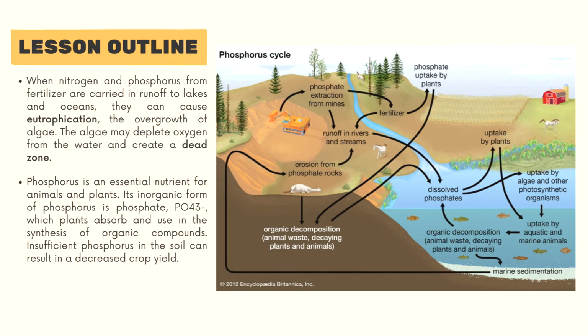When nitrogen and phosphorus from fertilizer are carried in runoff to lakes and oceans, they can cause eutrophication, the overgrowth of algae. The algae may deplete oxygen from the water and create a dead zone. Phosphorus is an essential nutrient for animals and plants. Its inorganic form is phosphate, which plants absorb and use in the synthesis of organic compounds. Insufficient phosphorus in the soil can result in a decreased crop yield.